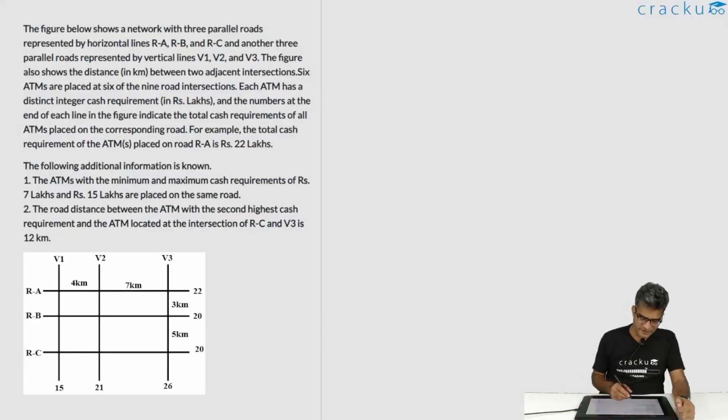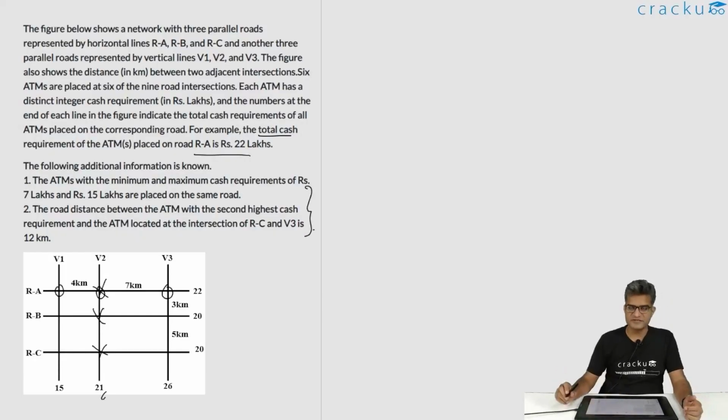Looking at the information that is given, we are, for example, told that the total cash that is there on the road RA is 22 lakhs. That is this one plus this one plus this one. The total will be equal to 22. Similarly, this one plus this one plus this one, the total will be equal to 21, and so on. We are essentially given only 2 pieces of information. One more additional piece of information is that for all of these 6 ATMs, the amount is unique. It is a distinct integer. That is one piece of information, and in addition to it, you are given these 2 pieces of information.